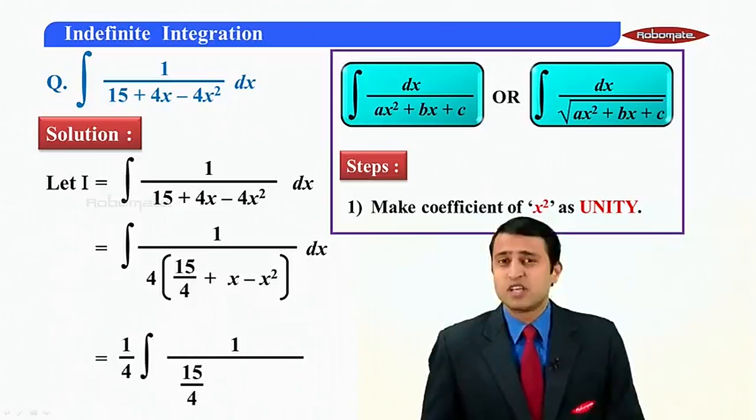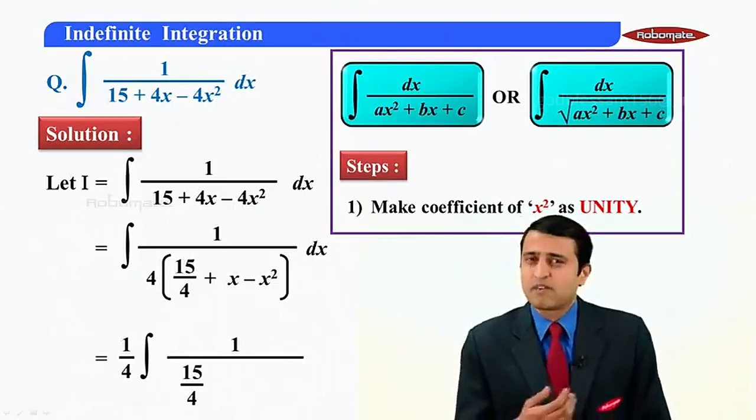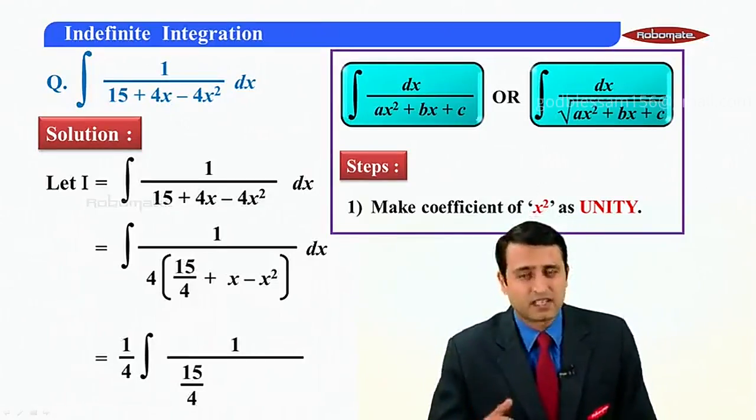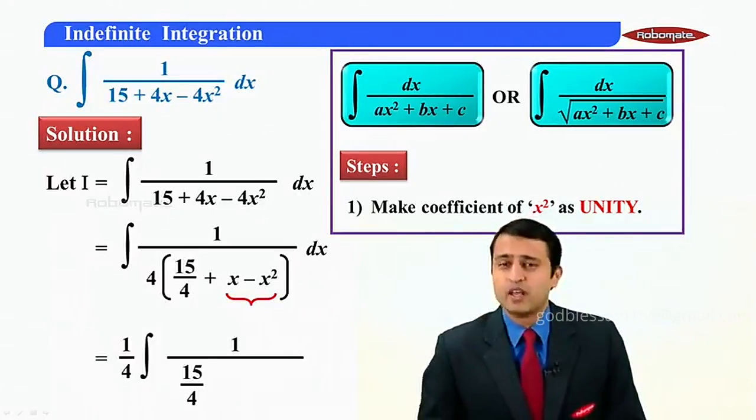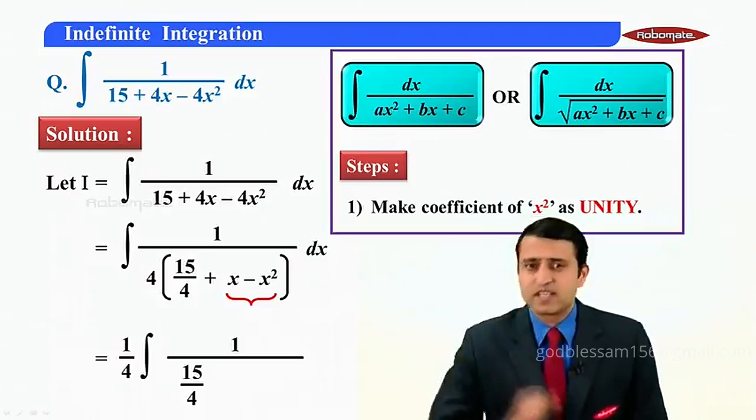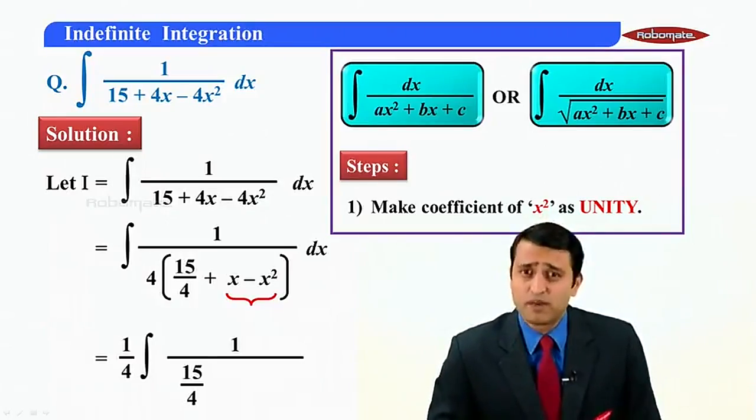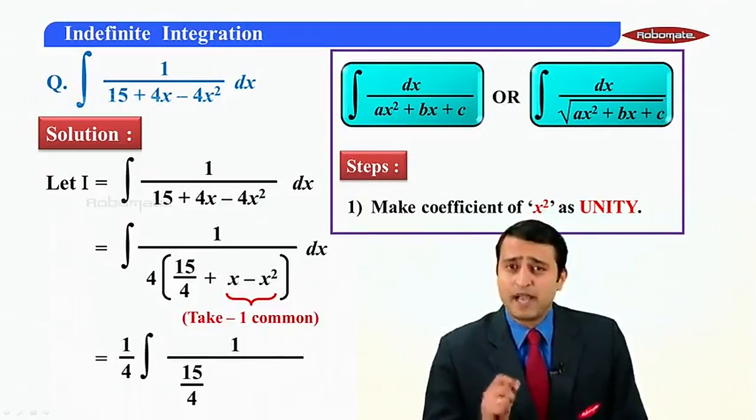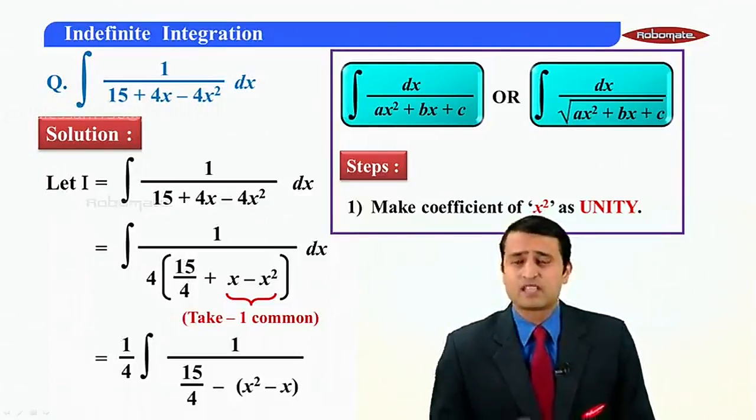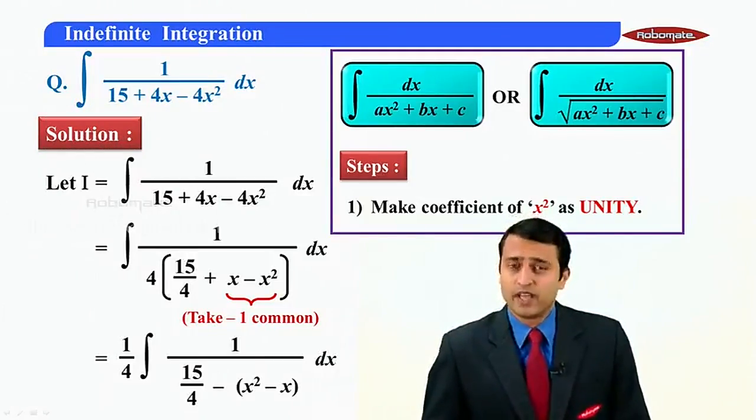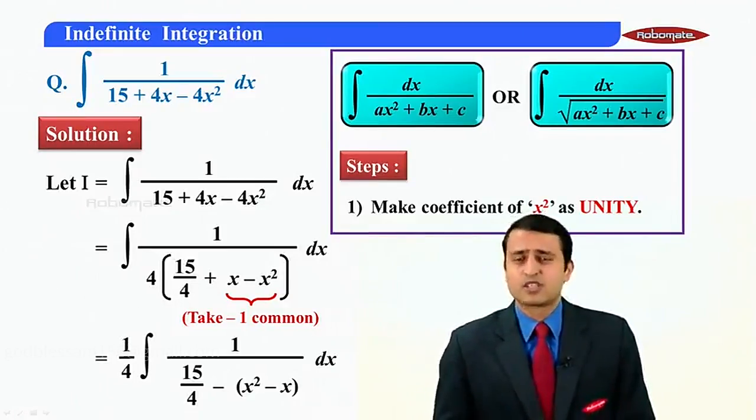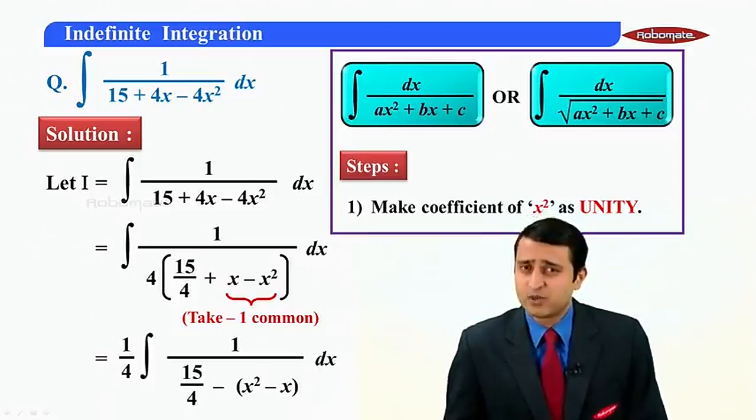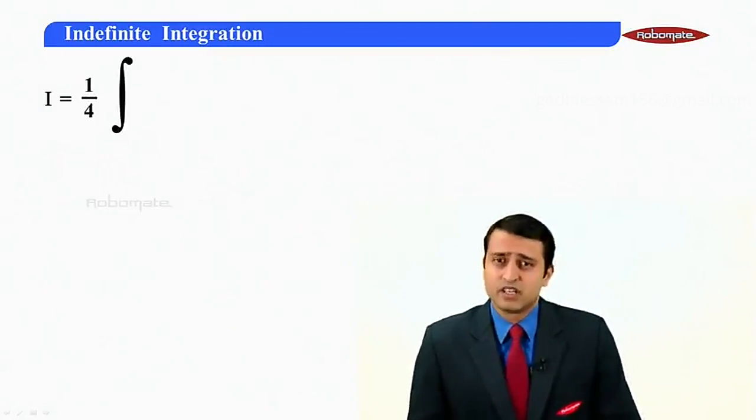Now my dear students, I could have taken minus common from the entire expression, but we will take minus common from x minus x square. So you may see that from x minus x square we will take minus common, and we will get minus of x square minus x, and that is what we require. Why? You will understand in the later modules. Now my dear students, the coefficient of x square is made as unity. Now let us proceed further.